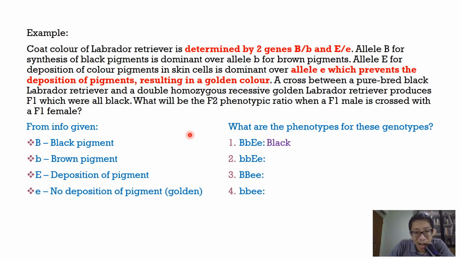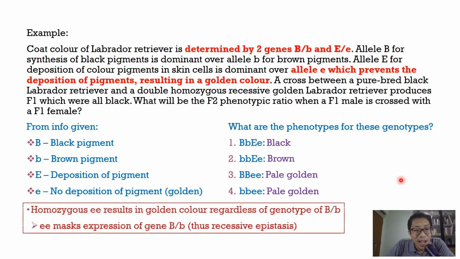For the second genotype, it would be brown because you have brown pigment which is allowed to be deposited by the big E allele. For genotype number 3 and number 4, both will be golden or pale golden. It should be golden according to the question. So both would be golden because even though there is the expression of black pigment or expression of brown pigment, they are not allowed to be deposited due to the small e genotype. So both are golden color.